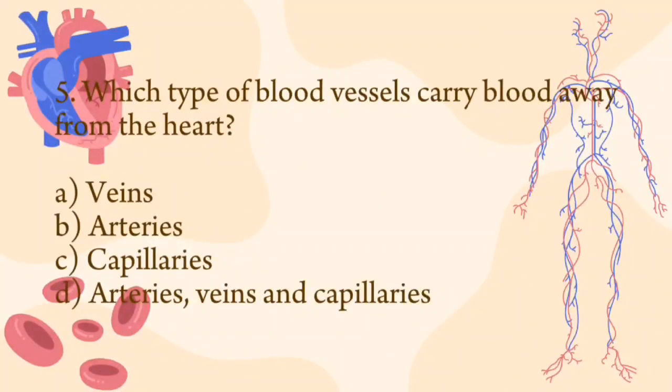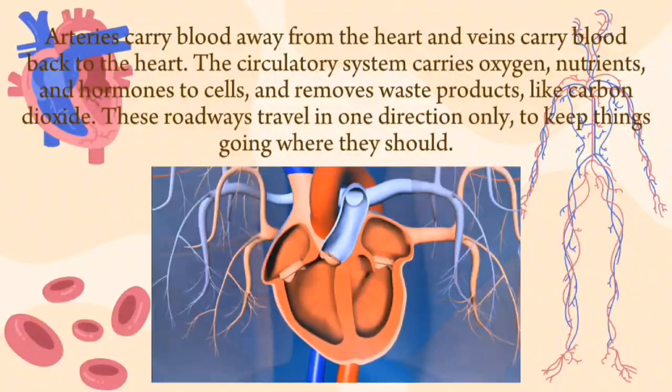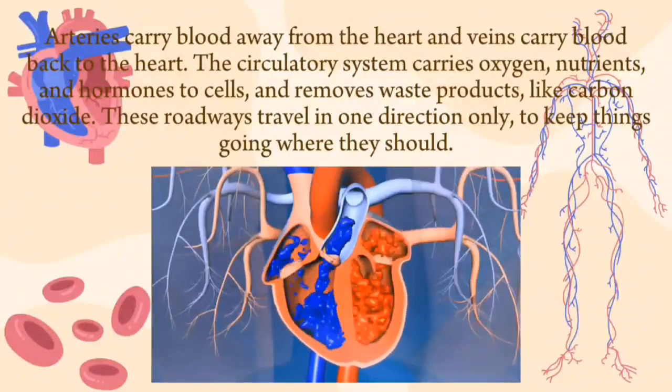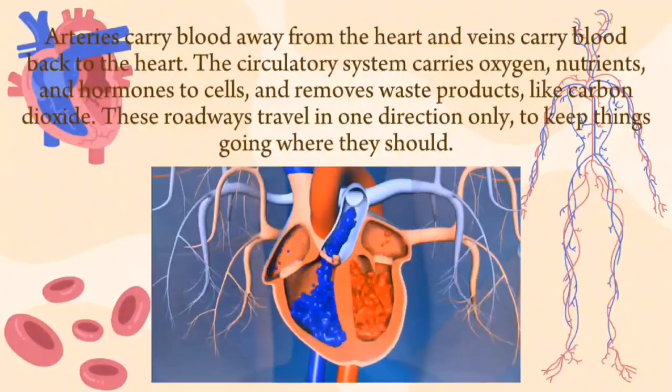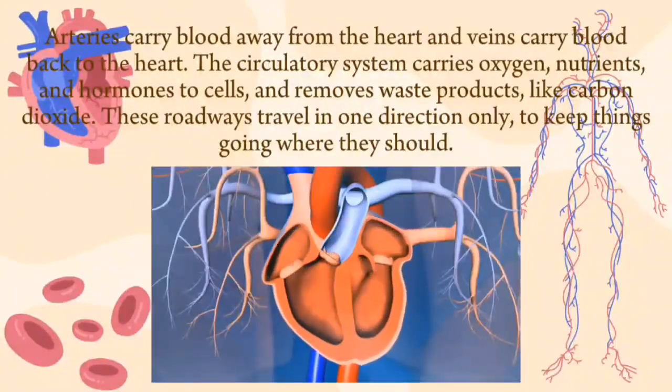5. Which type of blood vessels carry blood away from the heart? A. Veins. B. Arteries. C. Capillaries. D. Arteries, veins, and capillaries. Answer: B. Arteries. Arteries carry blood away from the heart and veins carry blood back to the heart. The circulatory system carries oxygen, nutrients, and hormones to cells and removes waste products like carbon dioxide. These roadways travel in one direction only to keep things going where they should.